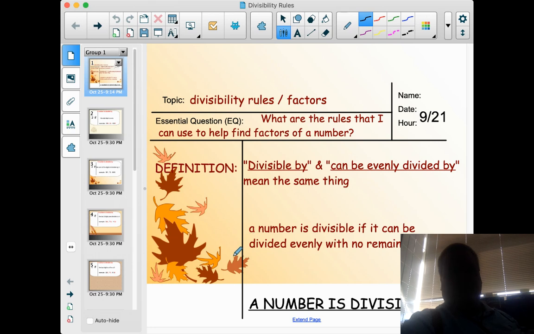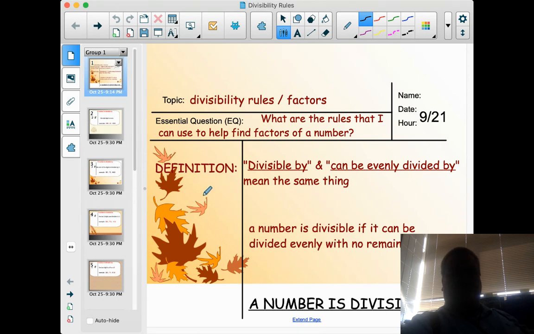Good morning, class. Today we're going to be talking a little bit about divisibility rules. We're going to be going into factors and some things that are related to factors. So it's going to be helpful for us to be able to look at a number and tell, is this divisible by 2 or 3 or 4 or 5 and the like. So let's go through those rules.